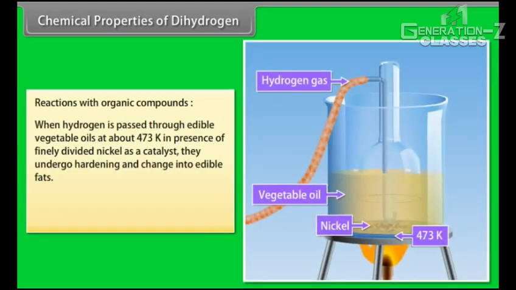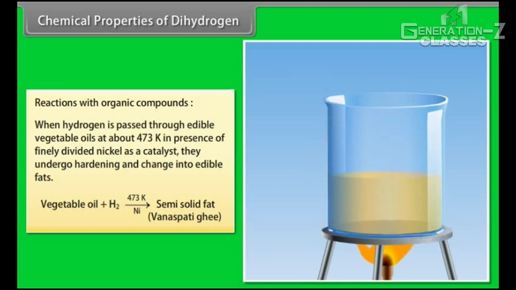Reactions with organic compounds. When hydrogen is passed through edible vegetable oils at about 473 Kelvin in the presence of finely divided nickel as a catalyst, they undergo hardening and change into edible fat.